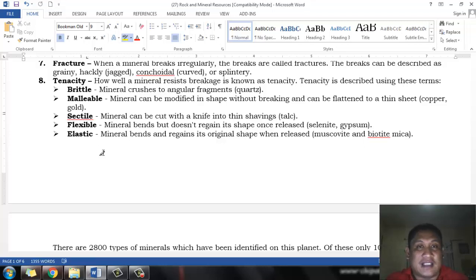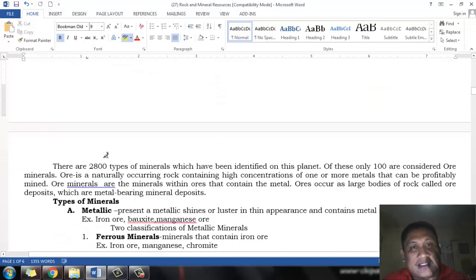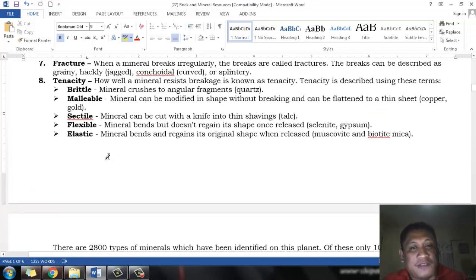So, when you say tenacity, it could be either brittleness, malleability, sectility, flexibility, elasticity. Brittle, malleable, sectile, flexible, elastic. So, these are the five different terms in terms of tenacity.